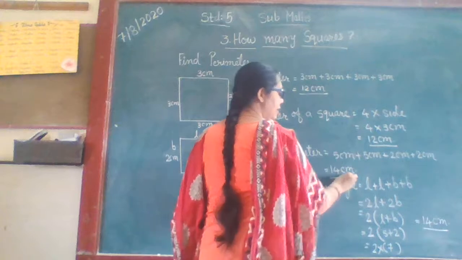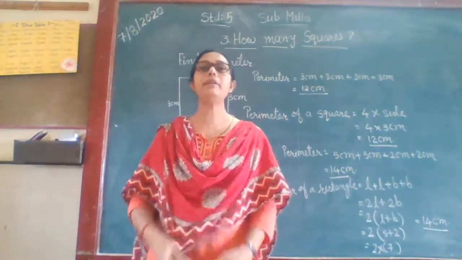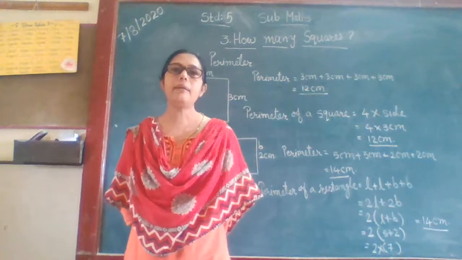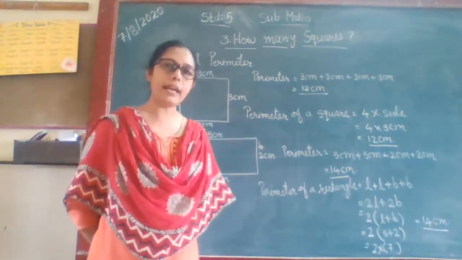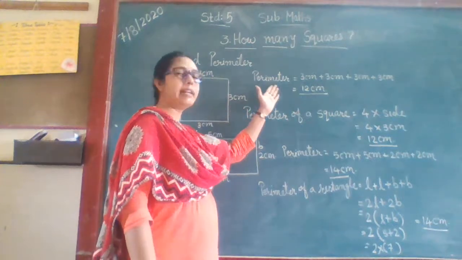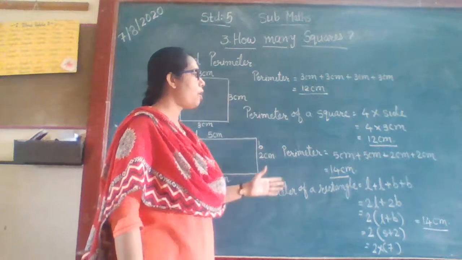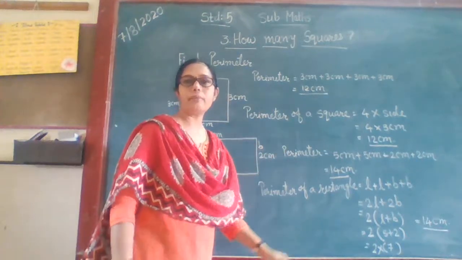See here and here. So when you have to find the perimeter of a rectangle and the perimeter of a square, you can use any method. You can do it directly, you can add the length of all sides, or you can use the formulas.